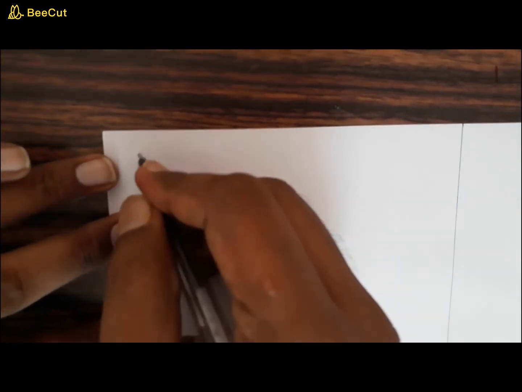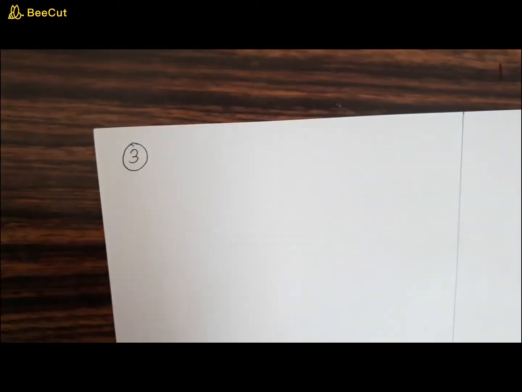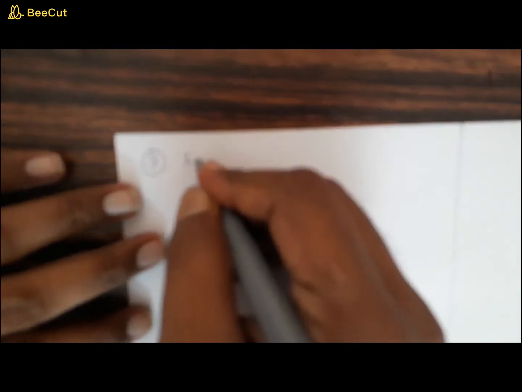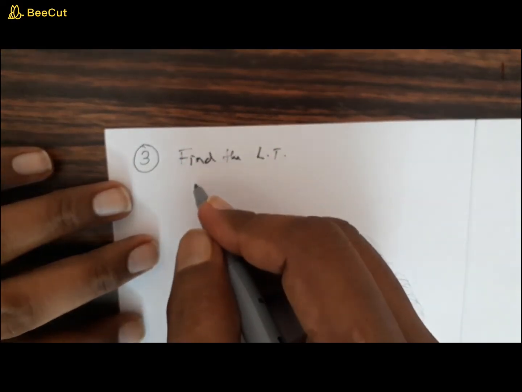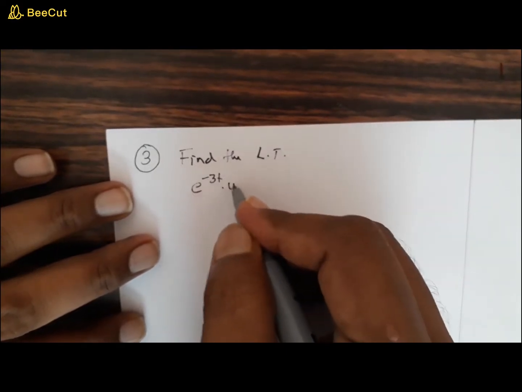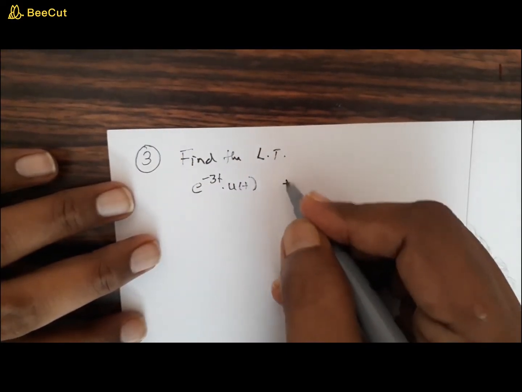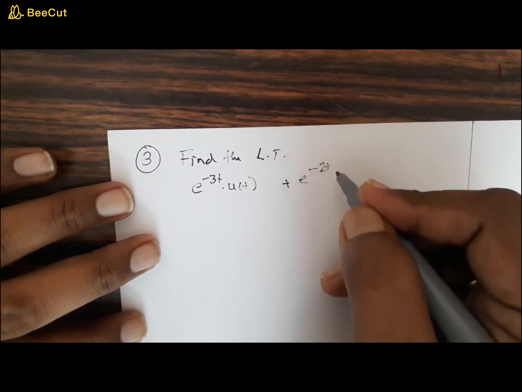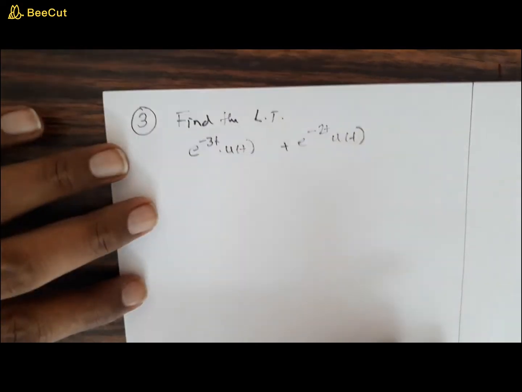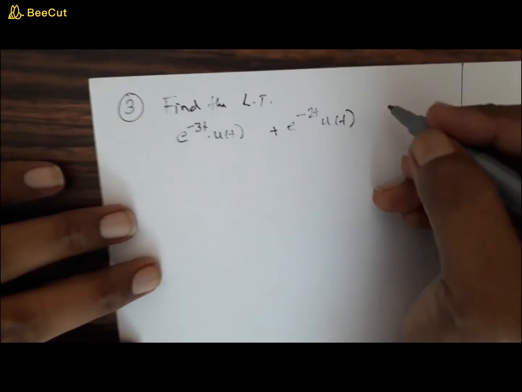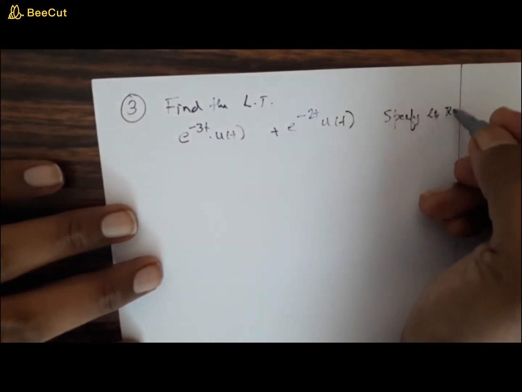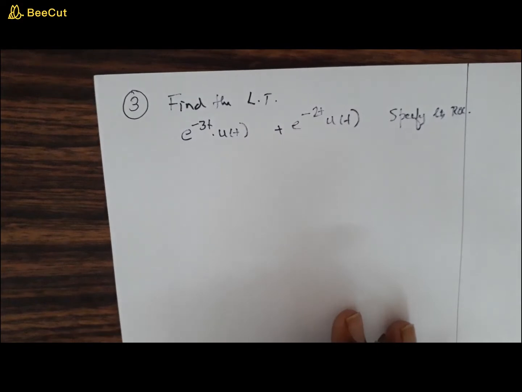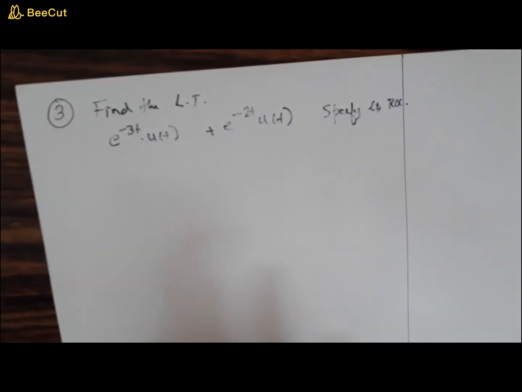Now the next, the third question here: you are asked to find the Laplace transform of e raised to minus 3t into u of t plus e raised to minus 2t into u of t. This is the signal, and specify its ROC. You must be very careful. The ROC will be a totally different case in this problem.